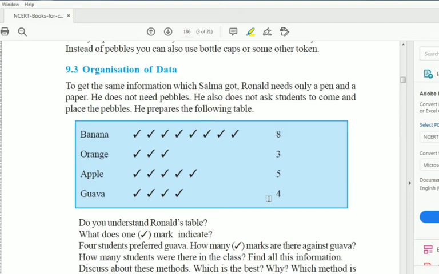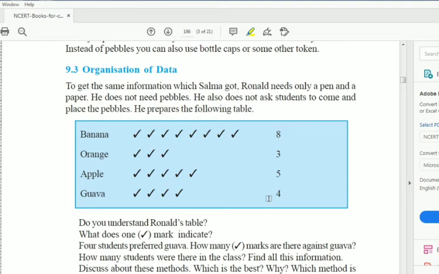So the information is the same, but some students take more time to collect the data. That means Uma used more time to collect data. Salma used a little time as compared to Uma, but Ronald did it quickly because of the proper organization of data. So do you understand Ronald's table?